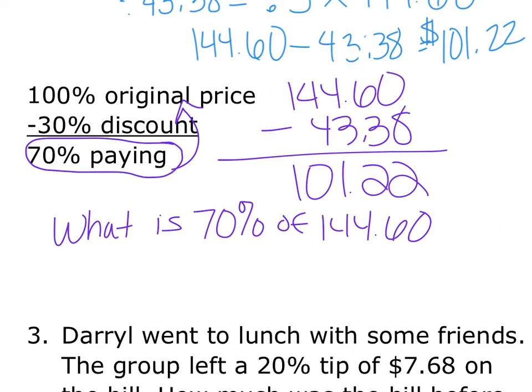Let's see if it works here. 70% I'm going to turn into a decimal, of I'm going to turn into times, and now I'm going to grab a calculator and do the math. 144.60 times 0.7 gives us that same $101.22. So there you have it, a different way to calculate a discount.